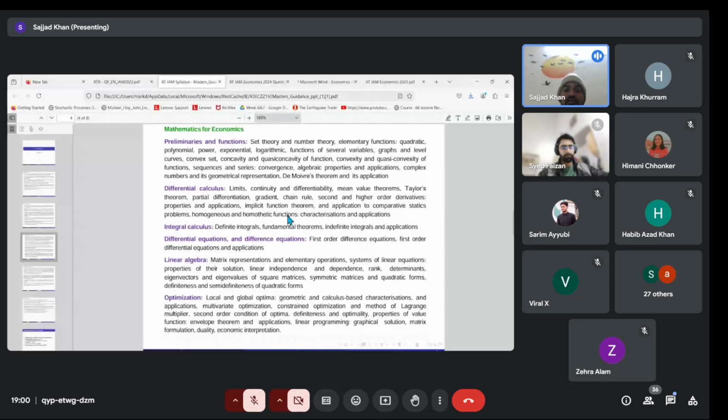Now homogeneous function, homothetic function: we need to know the characteristics of the homogeneous function or homothetic function. They ask about the more general homothetic function. Some functions will be given to you, and they will ask you which function is the homothetic function.